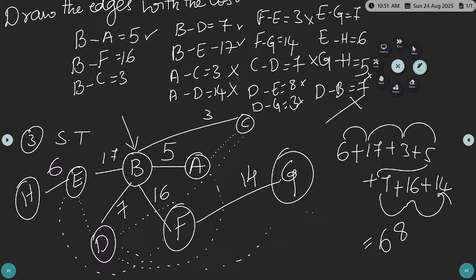There are two types of tree traversal techniques. I don't want any disturbance amma.